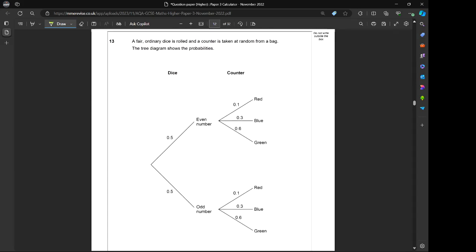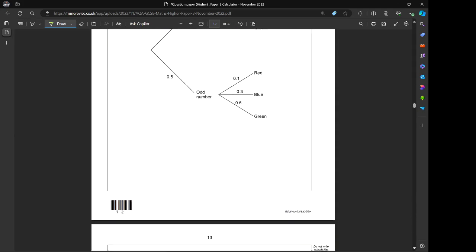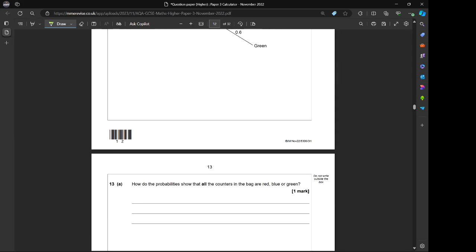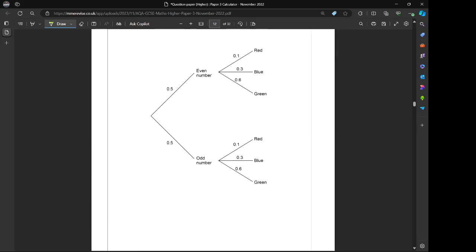I think you might get quick questions like this tomorrow. A fair ordinary dice is rolled and a counter is taken at random from a bag. The tree diagram shows the probabilities. We've got even number, odd number, red, blue, green. 13A. How do the probabilities show that all the counters in the bag are red, blue, or green? Because the probabilities add up to make 1.